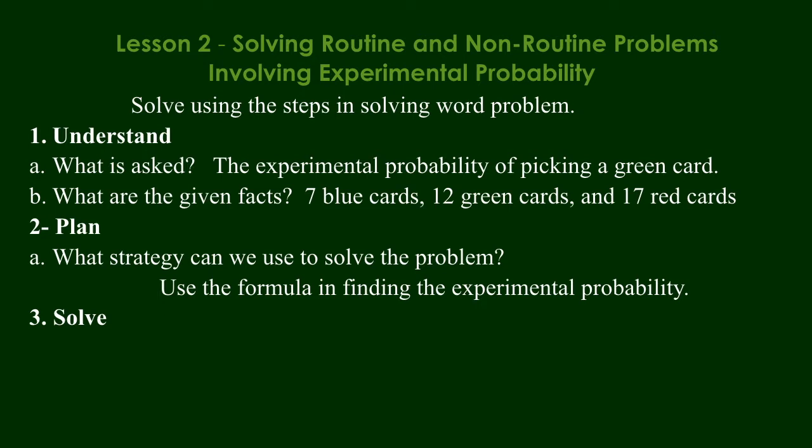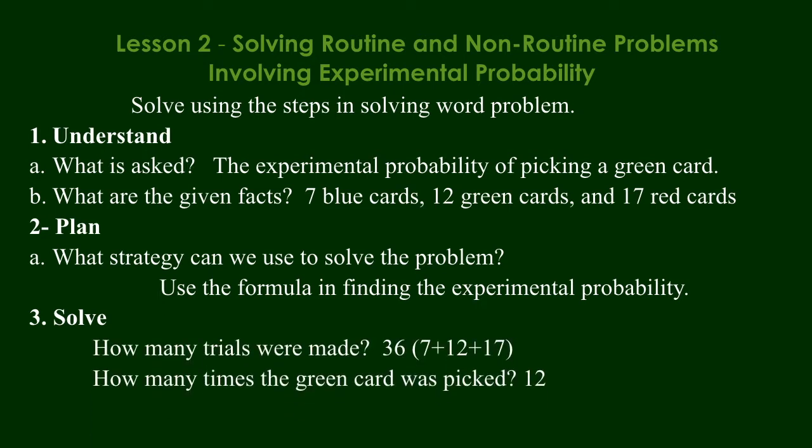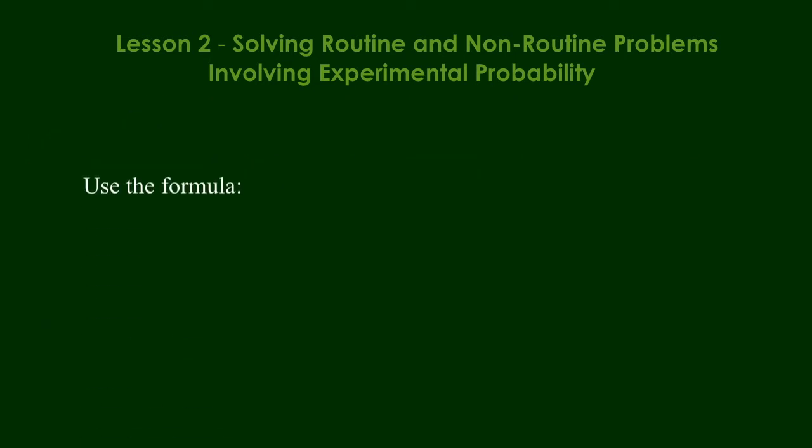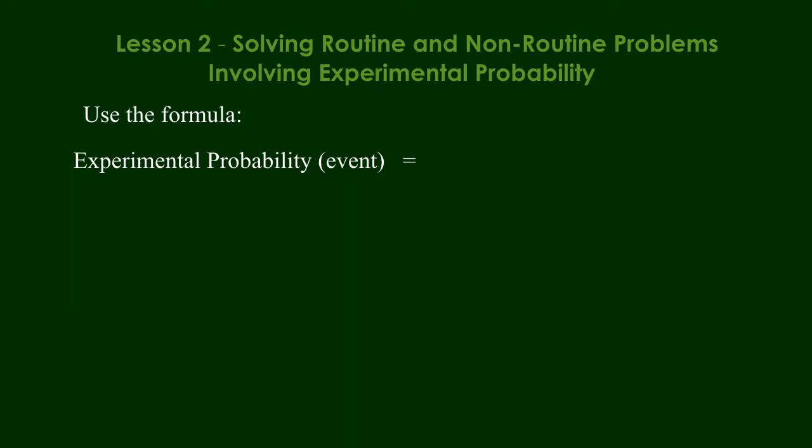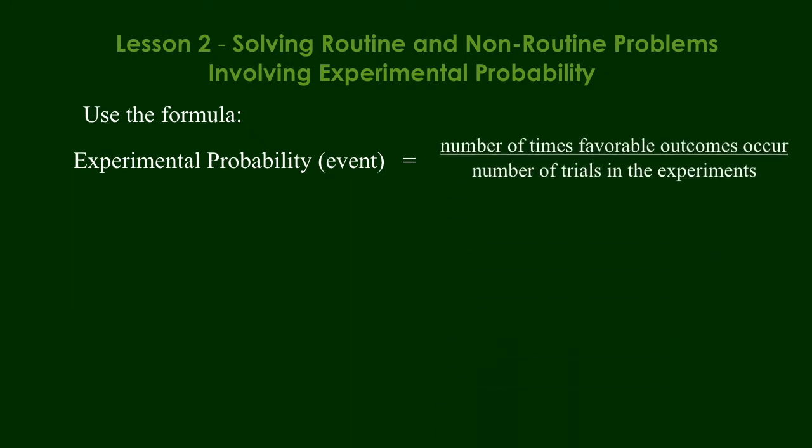Step number 3, solve. How many trials were made? So 7 plus 12 plus 17 is equal to 36. So there are 36 trials. How many times the green card was picked? The green card was picked for 12 times. Use the formula. Experimental probability of an event is equal to the number of times favorable outcomes occur over the number of trials in the experiment. So we have P green card is equal to 12 over 36.